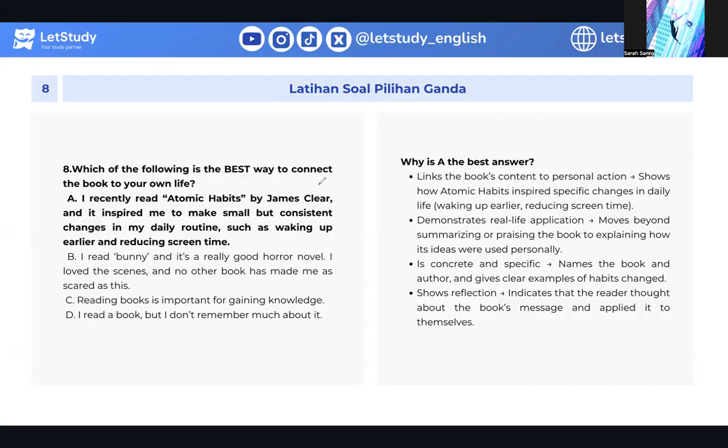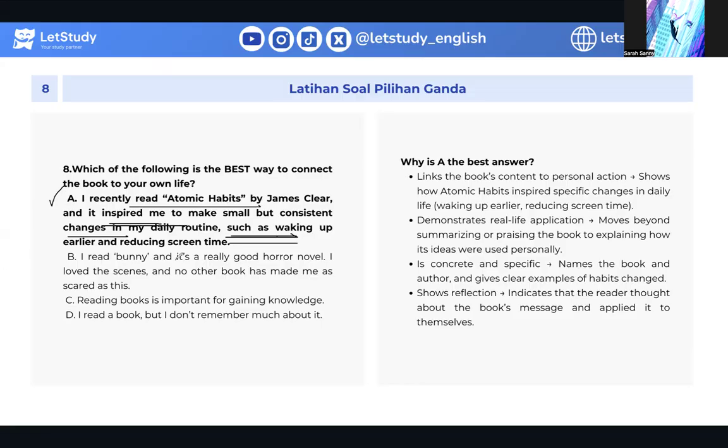Which of the following is the best way to connect the book to your own life? A, I recently read Atomic Habits by James Clear, and it inspired me to make small but consistent changes in my daily routine, such as. So A is correct because they said what the book is, and answered how it inspired them, or connected the book to their own life by saying how it inspired them and gave an example. And because of that, A is the best answer.